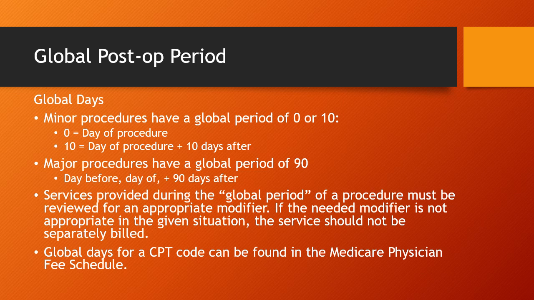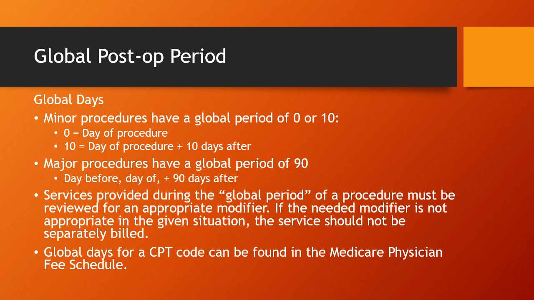Services provided during the global period of a procedure must be reviewed for an appropriate modifier. If the needed modifier is not appropriate in the given situation, the service should not be separately billed. So we want to make sure that we understand how to use these modifiers, when they're appropriate, when they're not. And I'm going to be reporting a global post-op visit or something similar if I'm providing services during the global period that I cannot justify a modifier, which means they should not be separately billed.